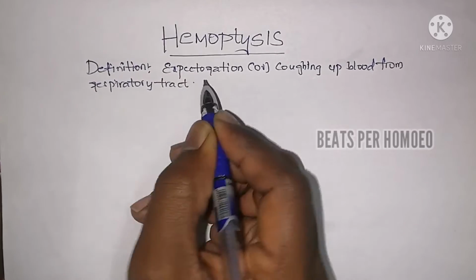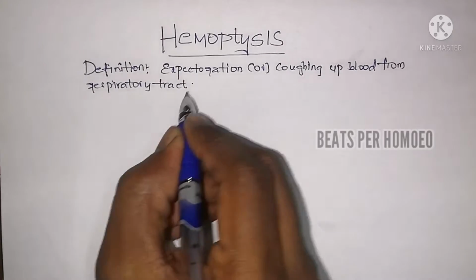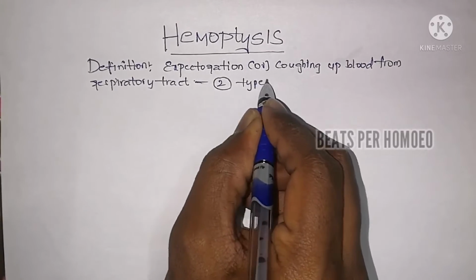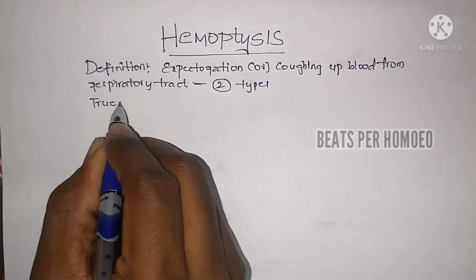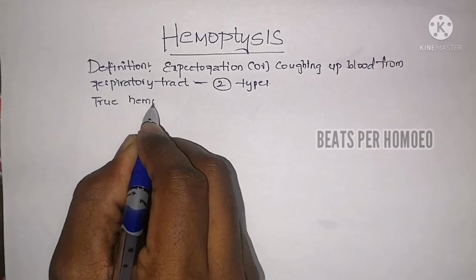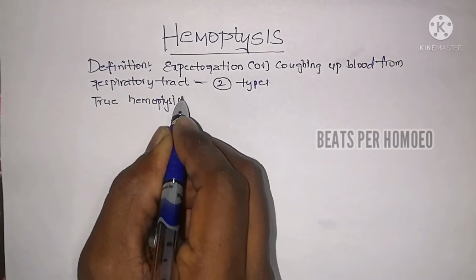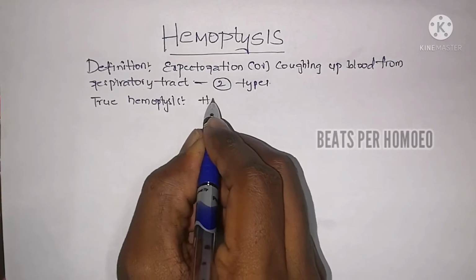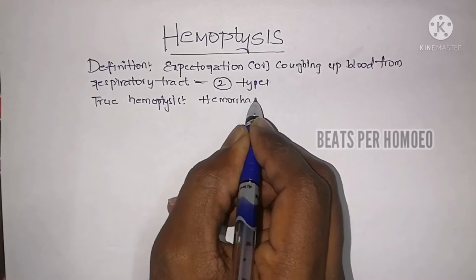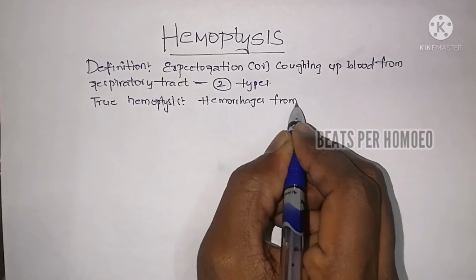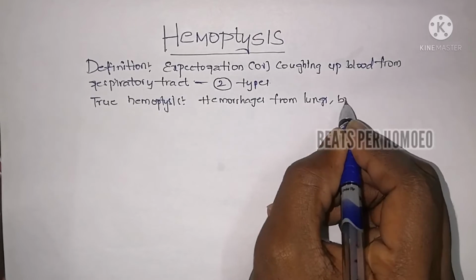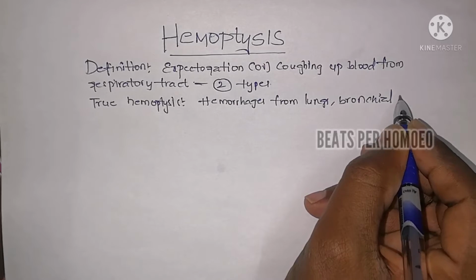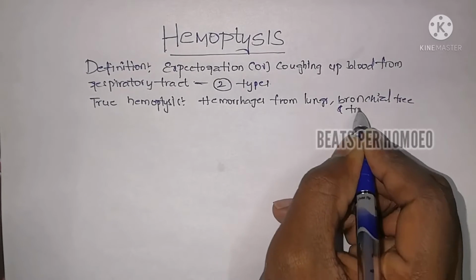It is of two types: true hemoptysis and false hemoptysis. Coming to the true hemoptysis, it means the blood from the lungs or the bronchial tree comes out through the mouth while coughing.